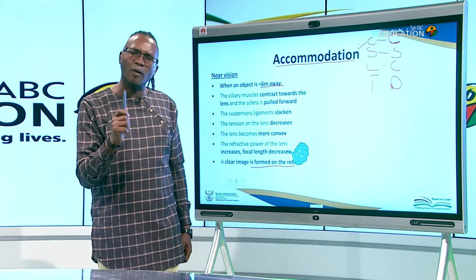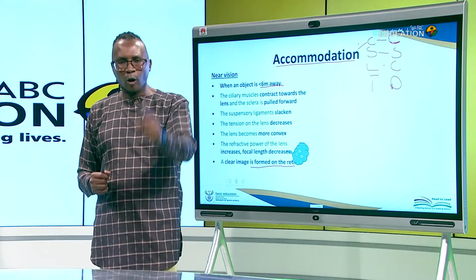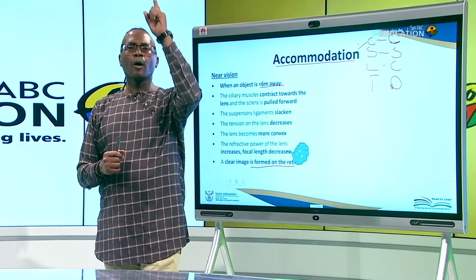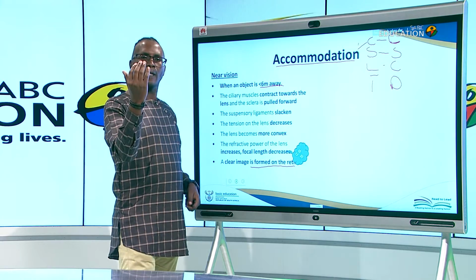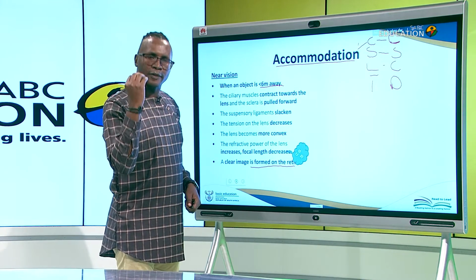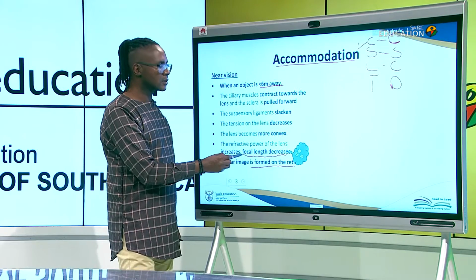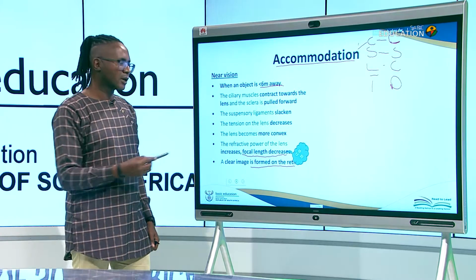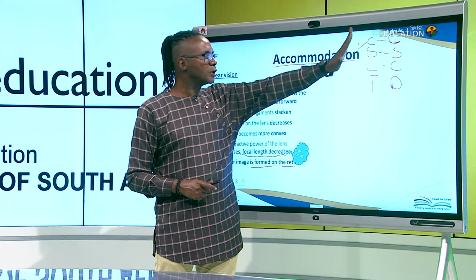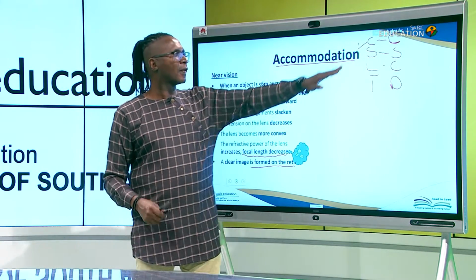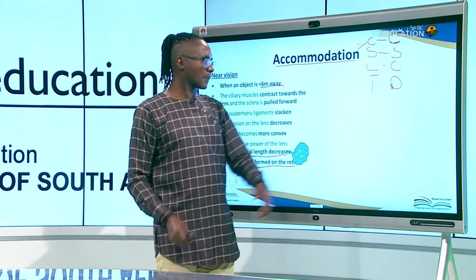Remember, the purpose of this is that the image must fall on the retina. Therefore, because the lens is round, the focal length will decrease. So I'm appealing to each one of you to remember the mnemonic that we have there.